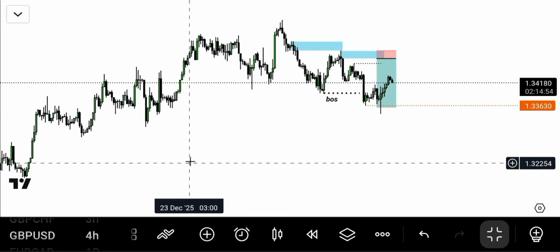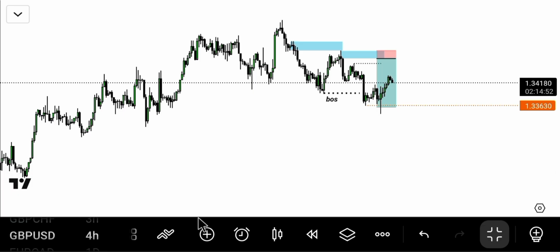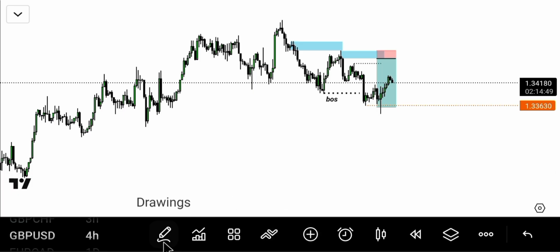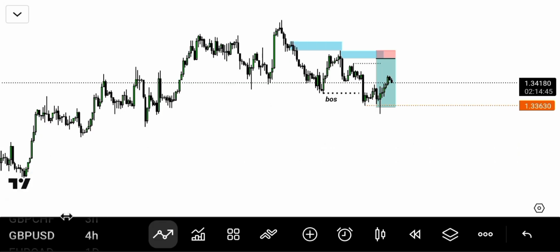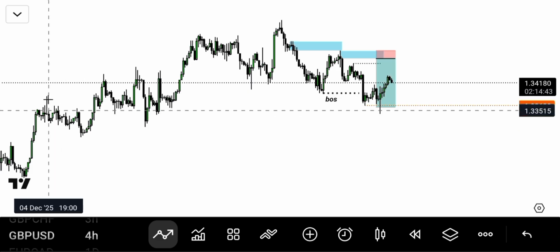So, as usual, we're going to be breaking down the trades we are active on, the one we took, and the one we are looking to take. Starting with GPUSD, which is a trade we called recently.